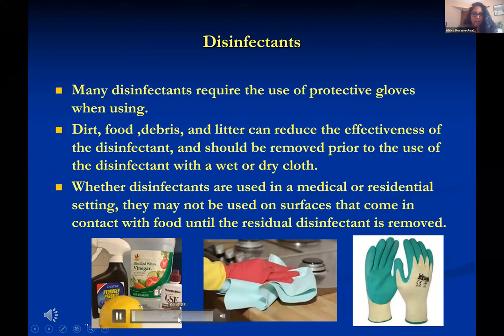Disinfectants. Many medical or residential setting. Also, many labels clearly state keep out of reach of children. Some of the most commonly used ingredients are asthma triggers or skin and eye irritants.